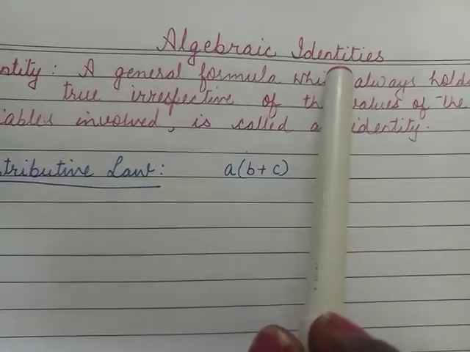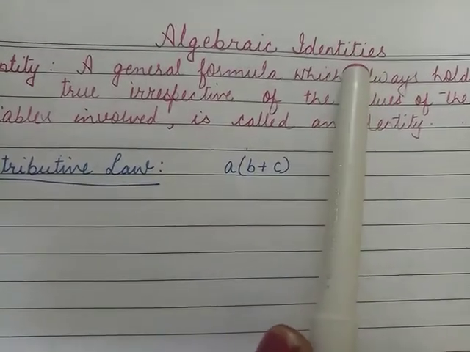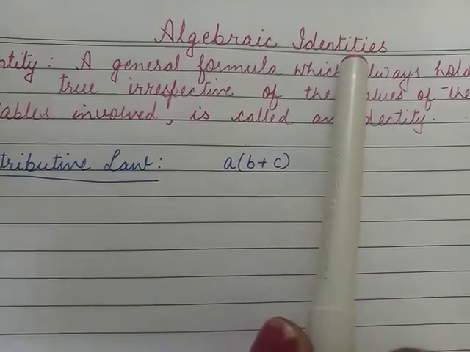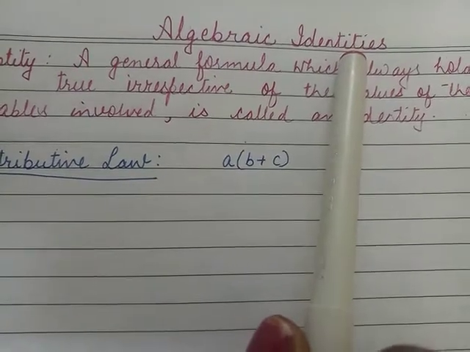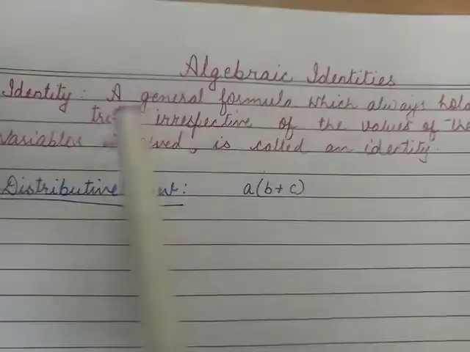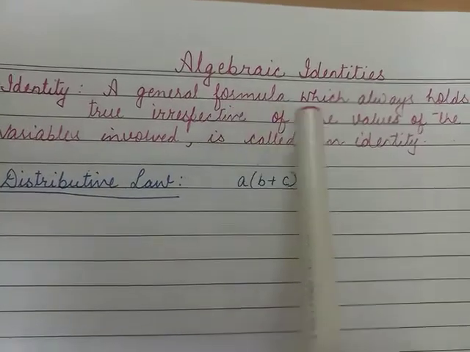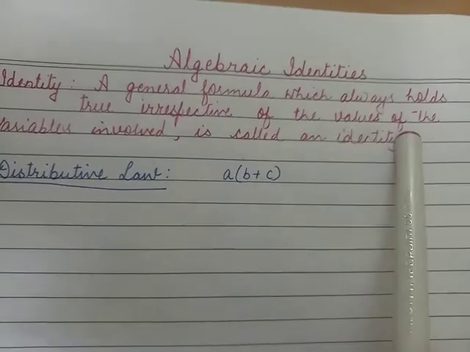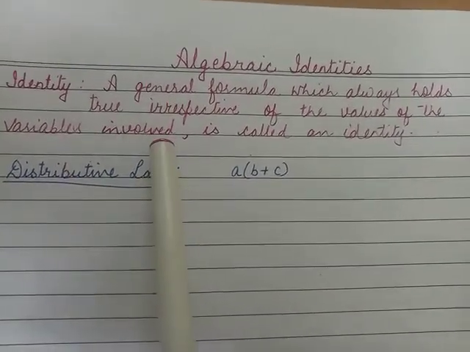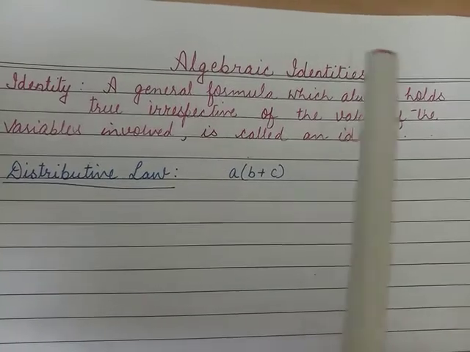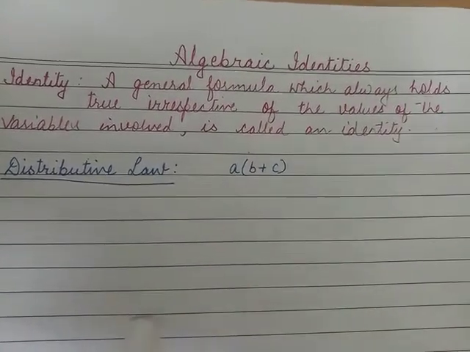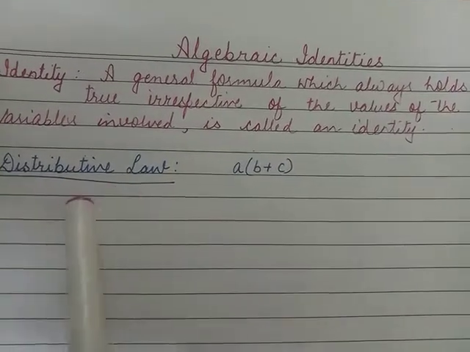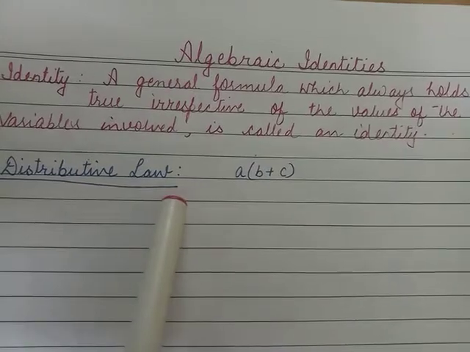Now we come to the word identities. Identity is any formula which is true for all the values of the variable, then that formula is known as identity. A general formula which always holds true irrespective of the value of the variables involved is called identity. That means it is going to be true in all the cases whatever the value may be. Then we recall the distributive law.